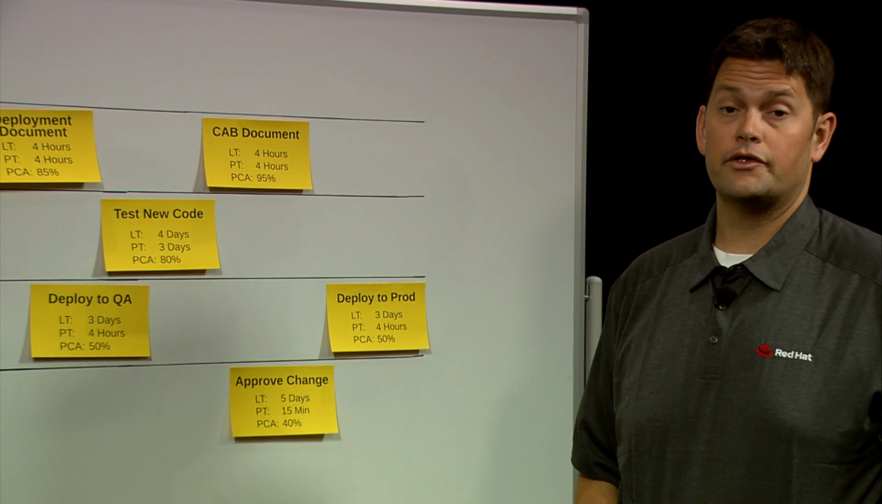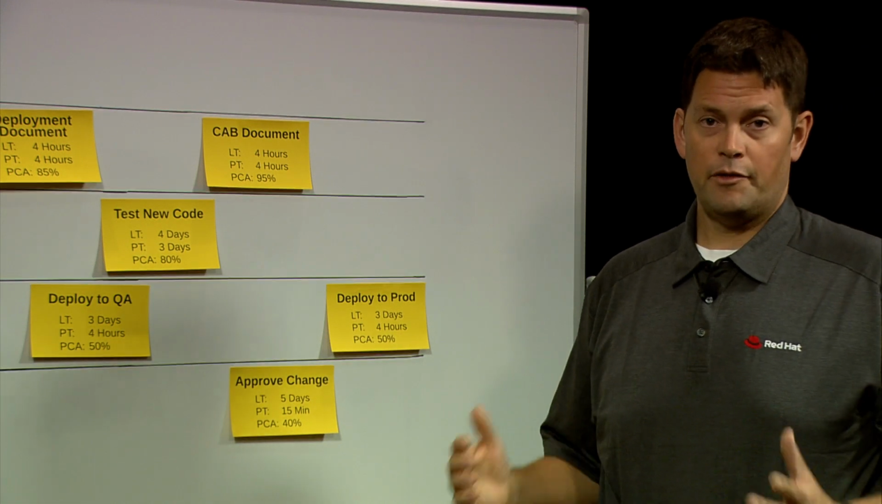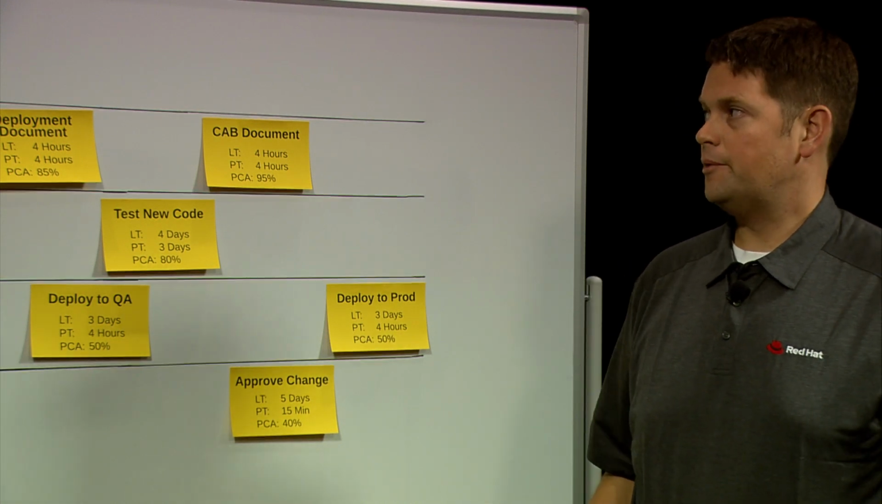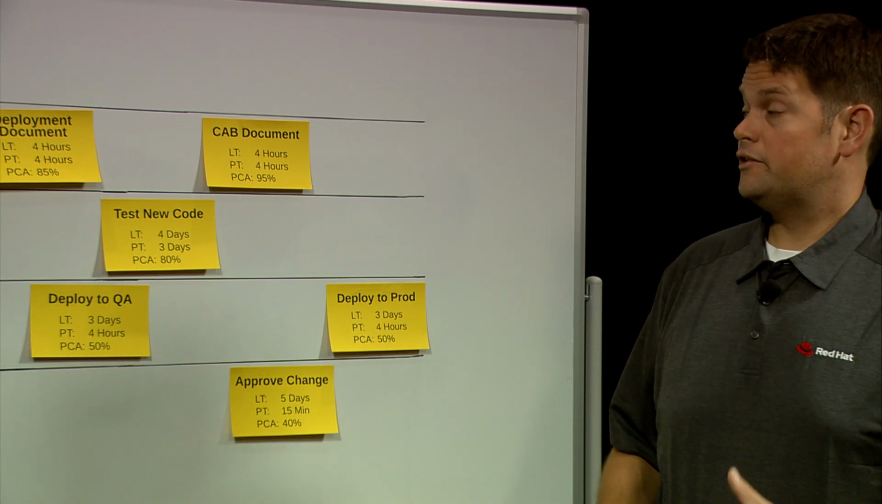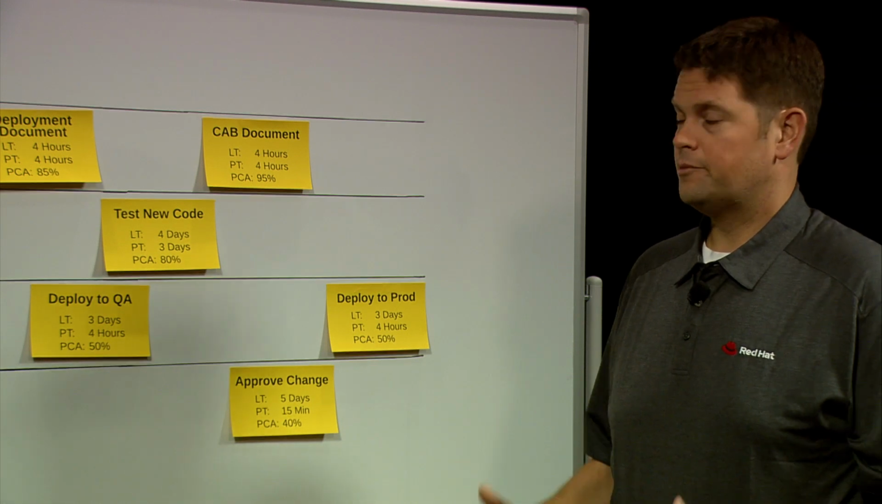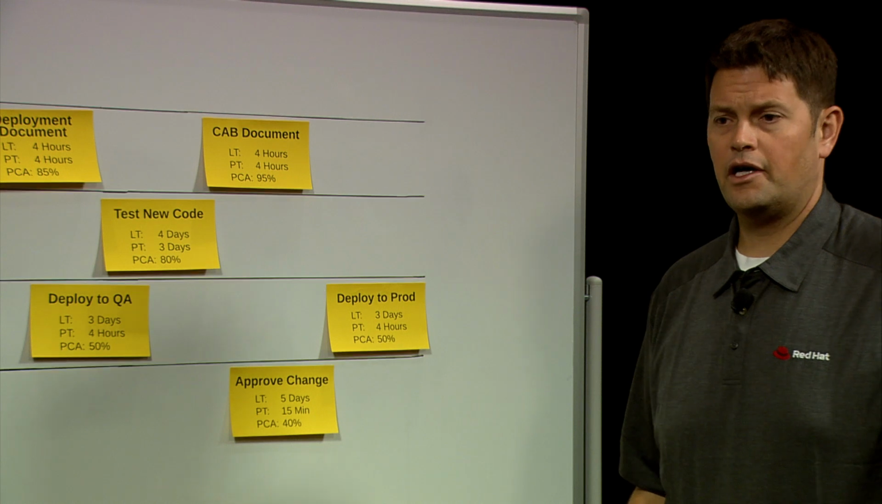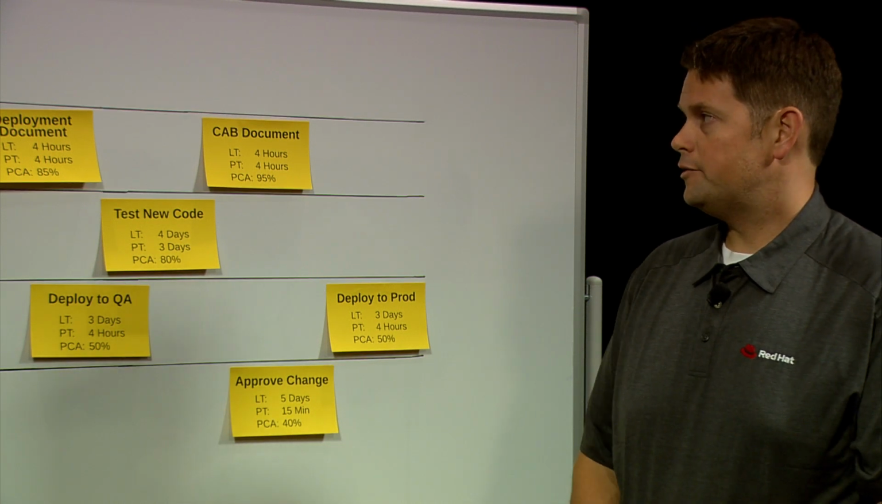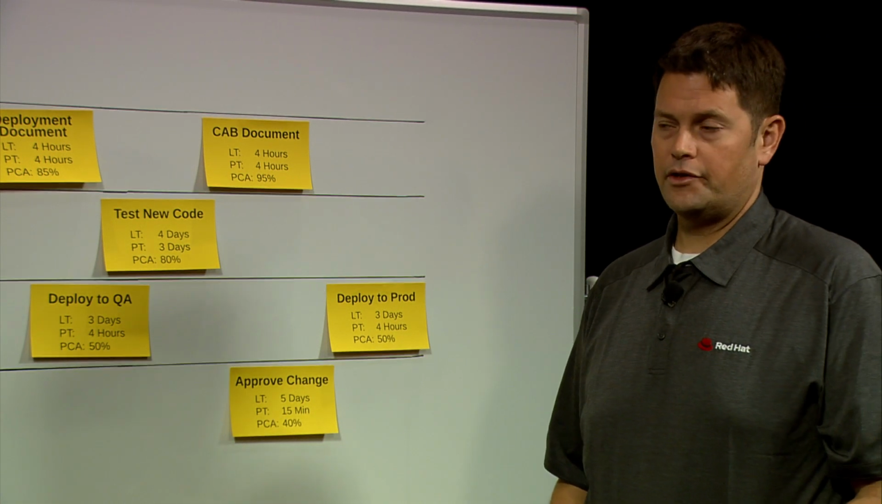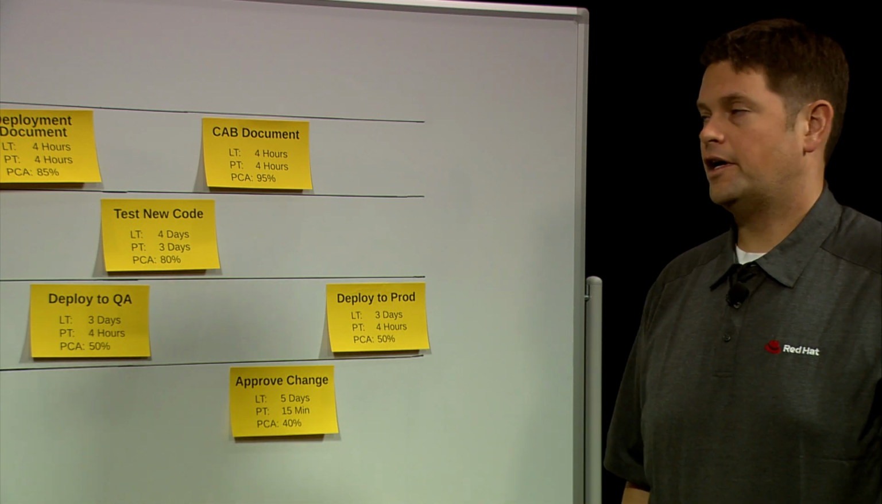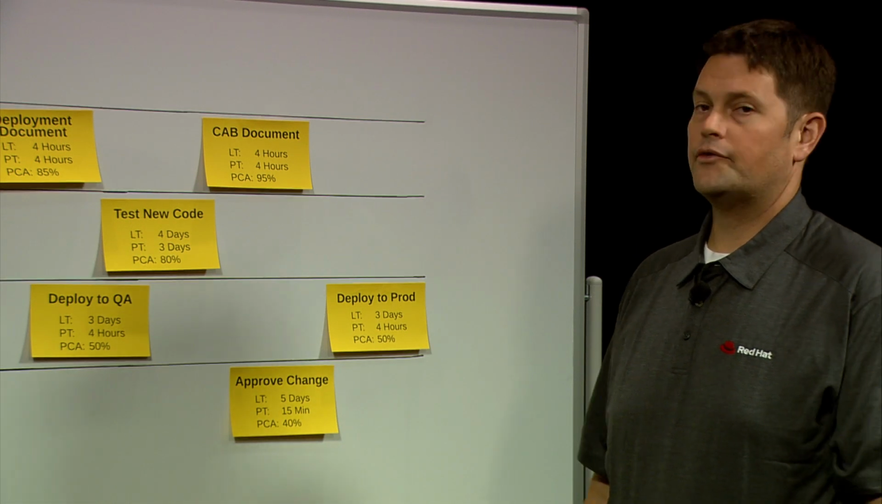So there's three key metrics: the process time, which is the amount of time that somebody's actively engaged in a step; the lead time, which is the total amount of time it takes the step to be completed, which is basically your process time plus any sort of waiting time that happens there. And then finally, the percentage complete and accurate, which is the percentage of the time that this task is completed accurately on the first attempt.